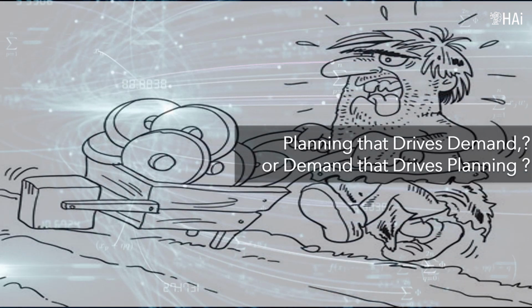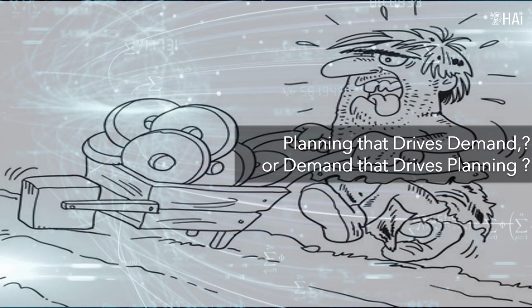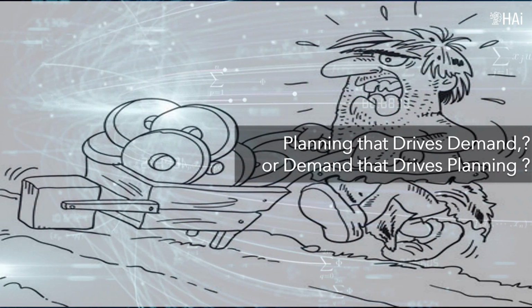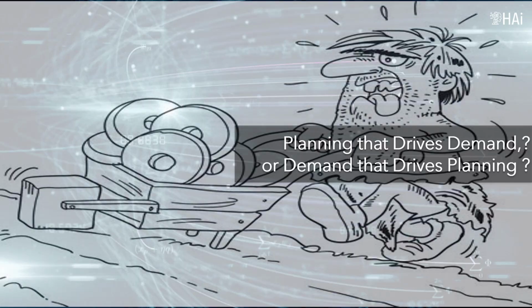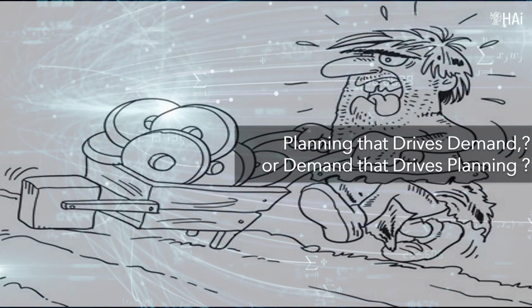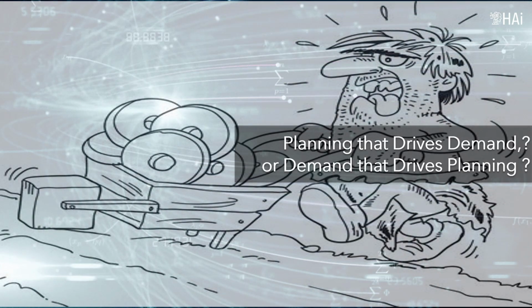Planning that drives demand? Demand controlled by the buyer, who decides the demand that must be followed by the seller. The buyer defines the market. Or demand that drives planning? Demand controlled by the seller, who decides the optimal demand to satisfy and how to do it. The buyer adapts to the market.